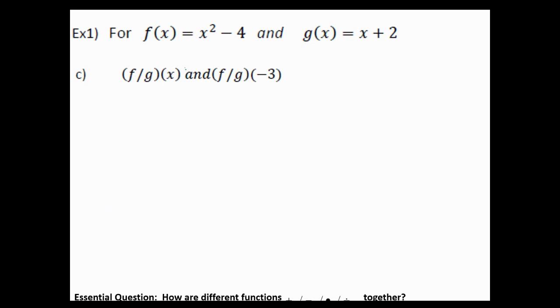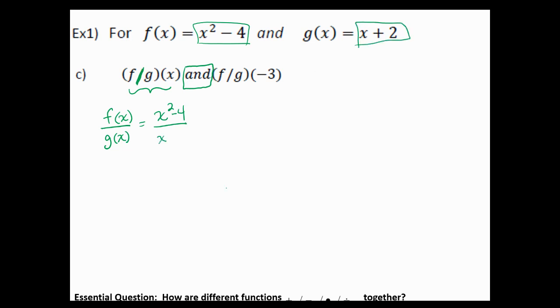Okay, so this is the same thing. We're going to find 2 things. So let's find this first. The f function divided by the g function. That's what this bar stands for, divided, right? So you just put the f function on the top, x squared minus 4. Put the g function on the bottom, x plus 2. And that's it. Just have to know how to read it. That's the final answer for the first part.